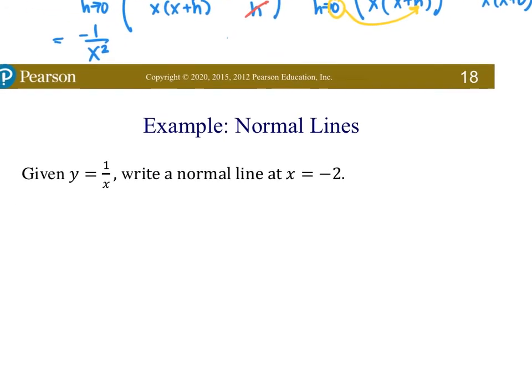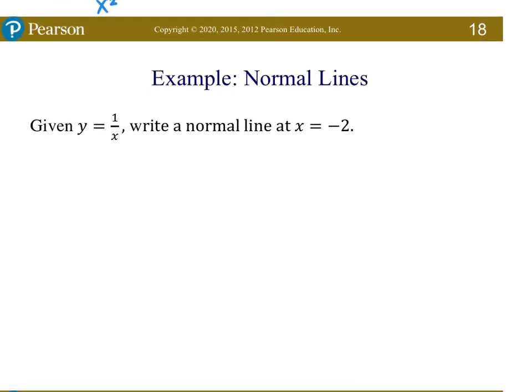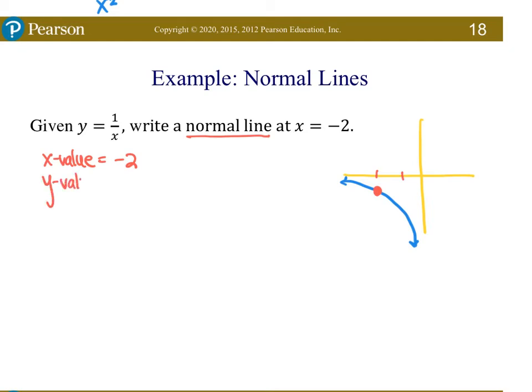So I'm going to actually do that in the next question. Write a normal line at x equals -2. So let's picture where x equals -2 is. On this equation, x equals -2 happens to be sitting about maybe right here or so. So my x value is -2. My y value comes from plugging it into the original equation, so that's 1 over -2, or -1/2.